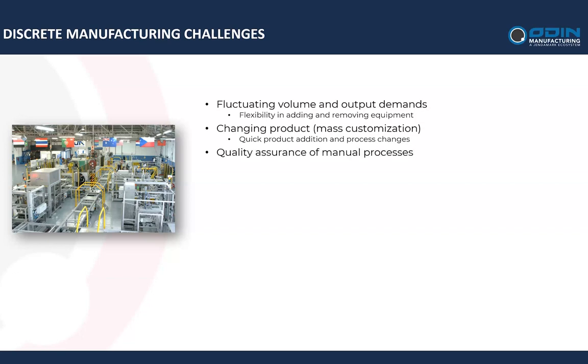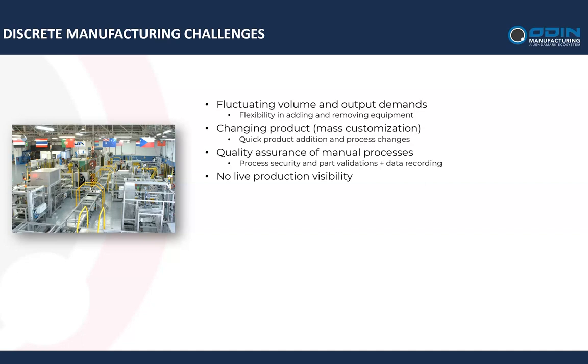Quality assurance of manual processes. So many discrete manufacturing processes are a mixture of manual, auto, and semi-auto processes. And so obviously keeping the process security and the quality of the part, even when elements of the production process are manual, are really important. And this is where the system has to take care of a lot of that with different hardware elements, but also managing the process security of each process as it goes down the production line.